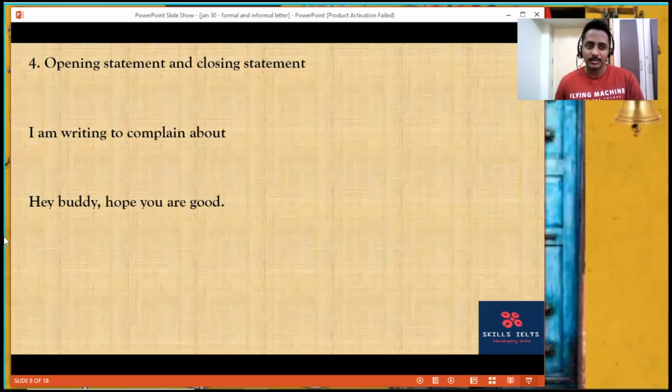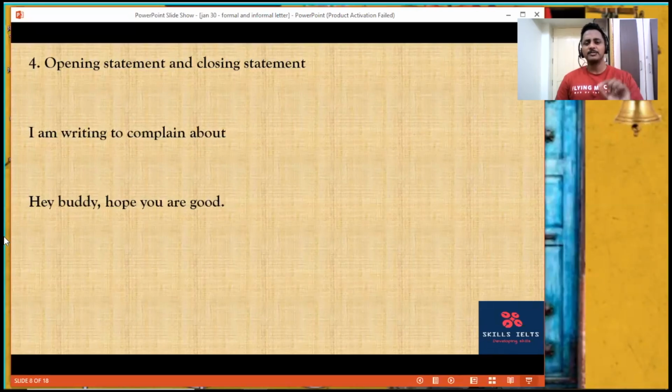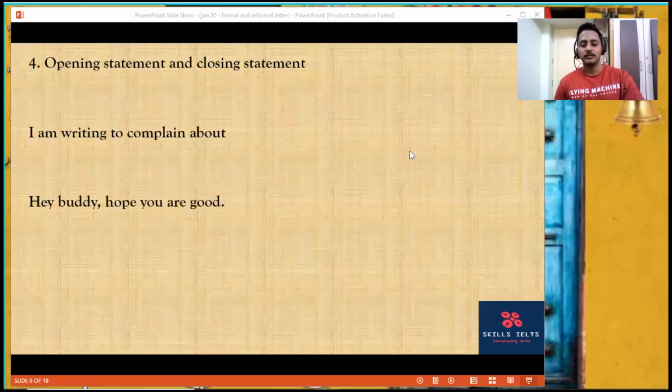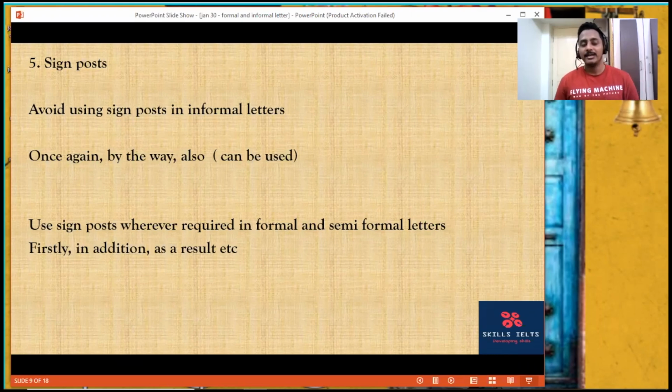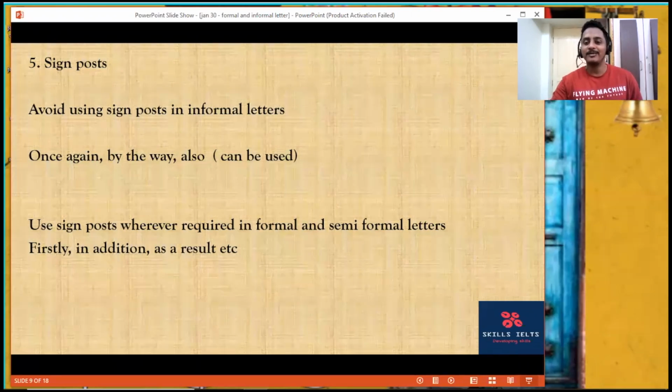For a formal, you can say I'm writing to complain about. I'm writing to, that would be the best phrase to start the sentence with. Any doubt so far? No doubts, then okay, before that, signposts. Signposts are nothing but, let's say, Google Maps. First, go straight. Immediately take a right turn and then roundabout and then after 2 minutes, you can take a right turn. They are called signposts that convey the information in a much better way. Avoid that in informal. When you're talking to a friend, you don't say that. Hope you are getting it.